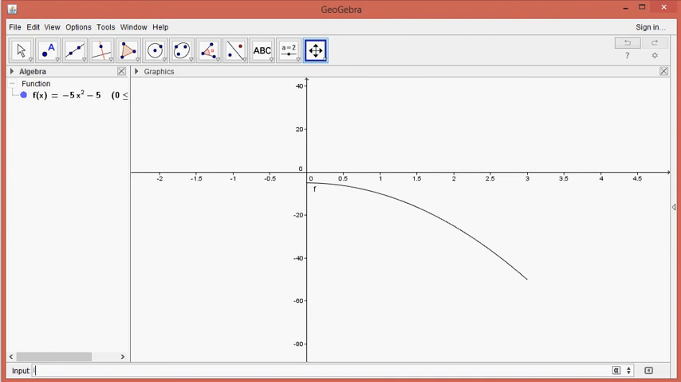Delete that, and I'm going to say g of x is equal to, I'm just going to say if 0 is less than or equal to x less than or equal to 3, then we'll have negative 20. How about that? So that's the average there. It looks like that.